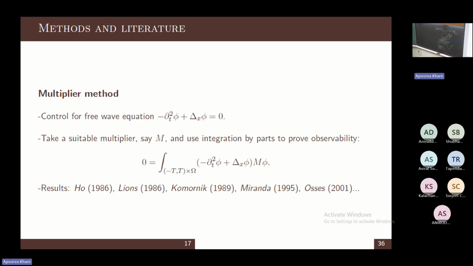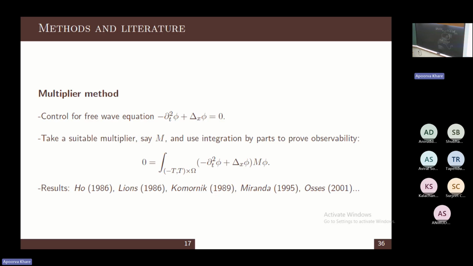Okay, now we'll look at some of the methods and also literature surrounding this control problem that we have mentioned. One of the first methods that was used to solve control problems is this approach known as the multiplier method. Mostly this is only applicable to equations of this type, so you don't have any lower order terms. So this is a very specialized kind of approach, and as the name suggests, what you do is you take some special type of multiplier.